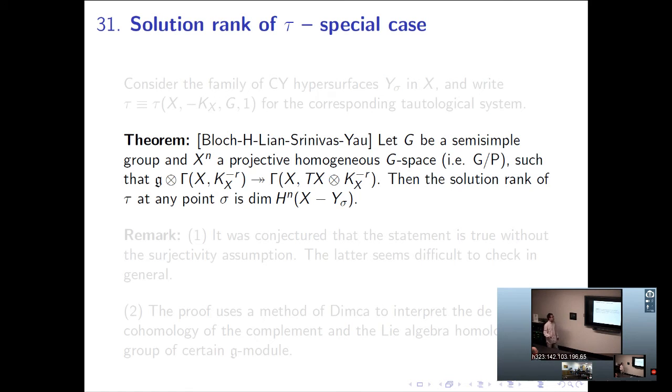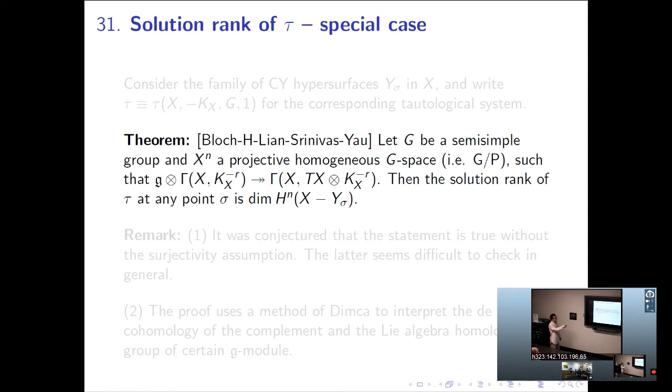So, in order to understand this system better, we look at the solution rank. This theorem is proved by Bloch, myself, and Lian, Srinivas, and Yao. Suppose G is semi-simple, and X is a projective G mod P, such that this technical condition holds. Then the solution rank of tau at any section is given by this formula, which is the dimension of middle dimensional cohomology.